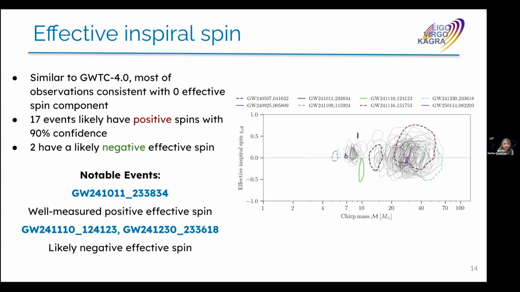But specifically, we have had two events which have a likely negative effective spin. You can also find these events on the right-hand side below the 0 line on the y-axis. These events are GW241110 as well as 241230, which likely have a negative spin. But we have an event which has a very well-measured positive effective spin. You can also spot it on the right-hand side in the dark green color, lying clearly beside the rest of the population. And this has a very well-measured positive effective spin in our catalog.